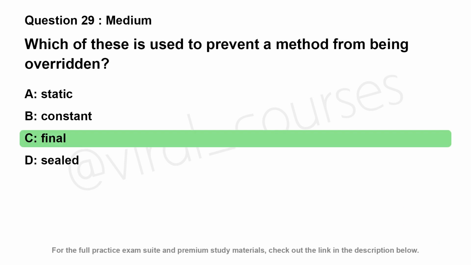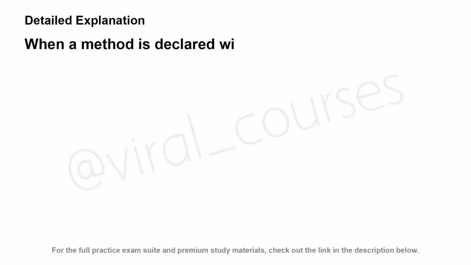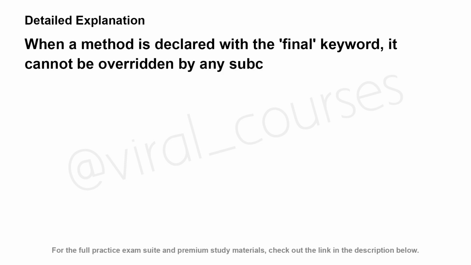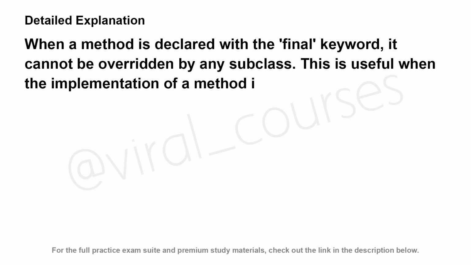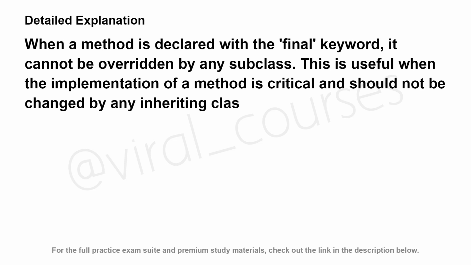The correct answer is C. When a method is declared with the final keyword, it cannot be overridden by any subclass. This is useful when the implementation of a method is critical and should not be changed by any inheriting class.